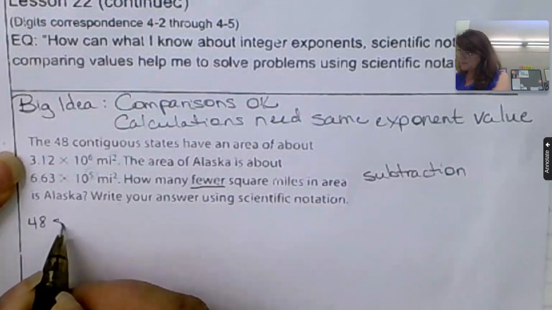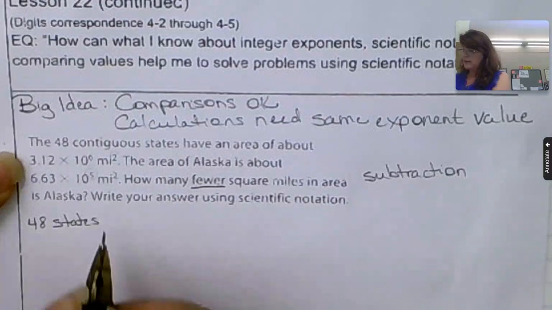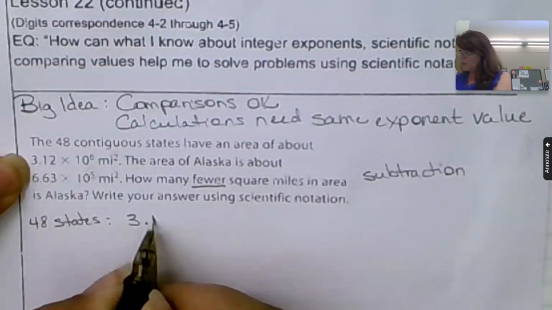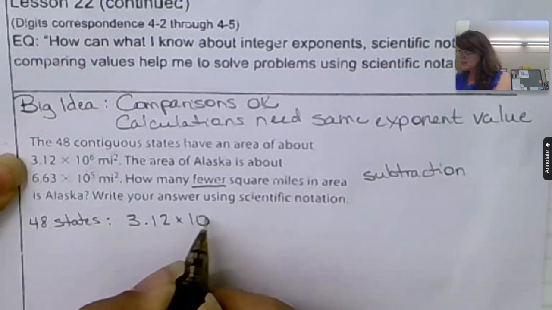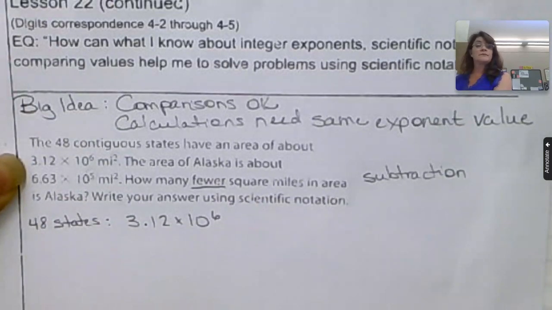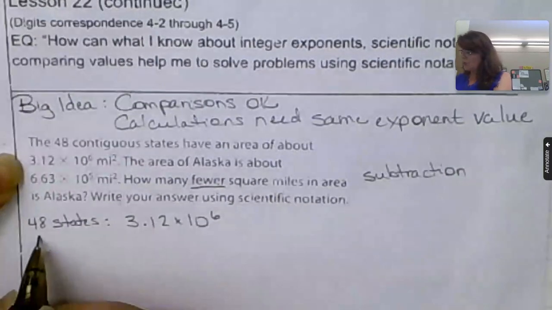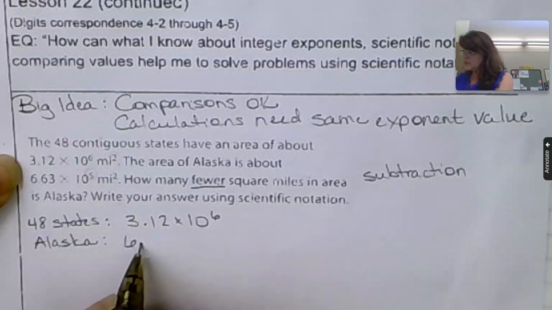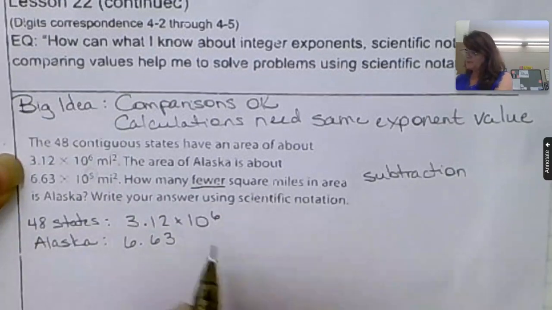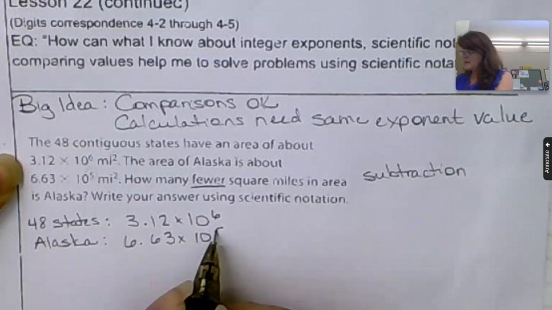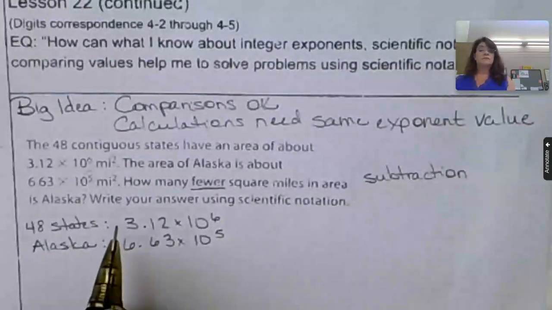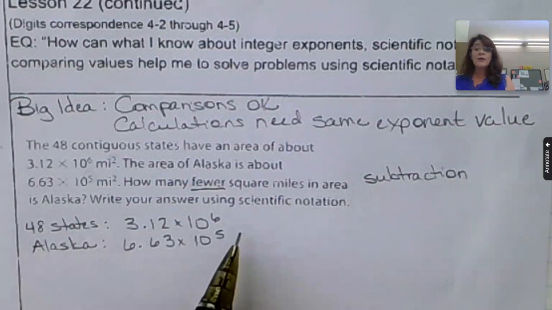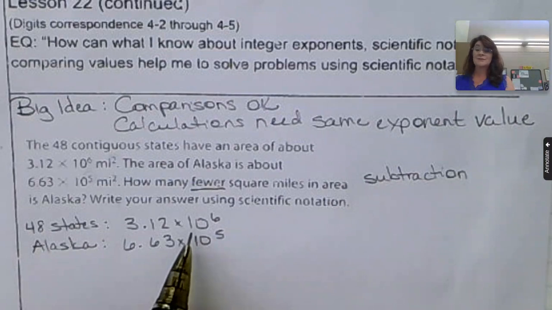The 48 states, the main body of the United States of America, is 3.12 times 10 to the 6th power. Alaska, all by itself, is 6.63 times 10 to the 5th power. The truth is, the entire United States is bigger, but as you can tell, not by a ton.